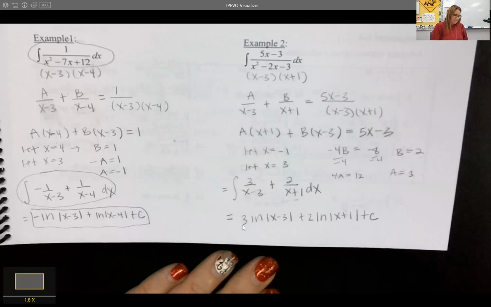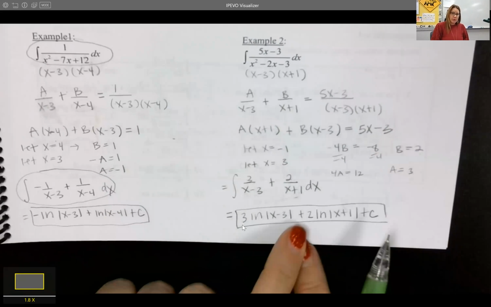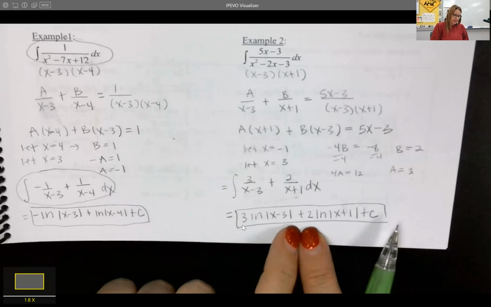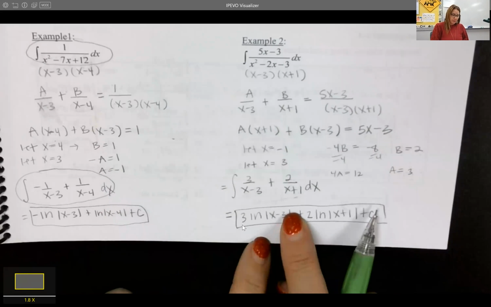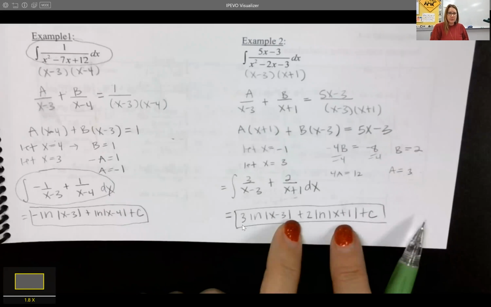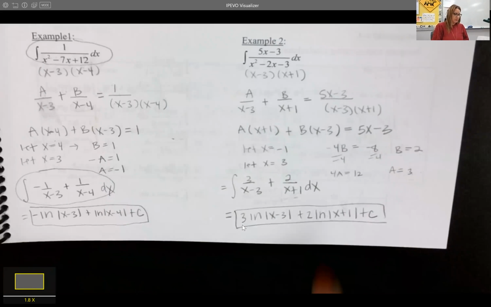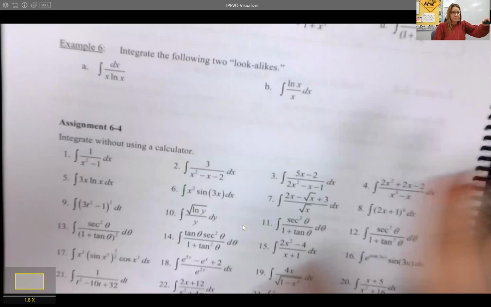Okay. Sometimes you can put these back together and multiply it as 1 log, but where it has this would actually be x minus 3 to the 3rd power, and this would be x plus 1 squared, and I don't want to do that simplifying, so I'm going to leave it like this. Okay. All right. Example 3.